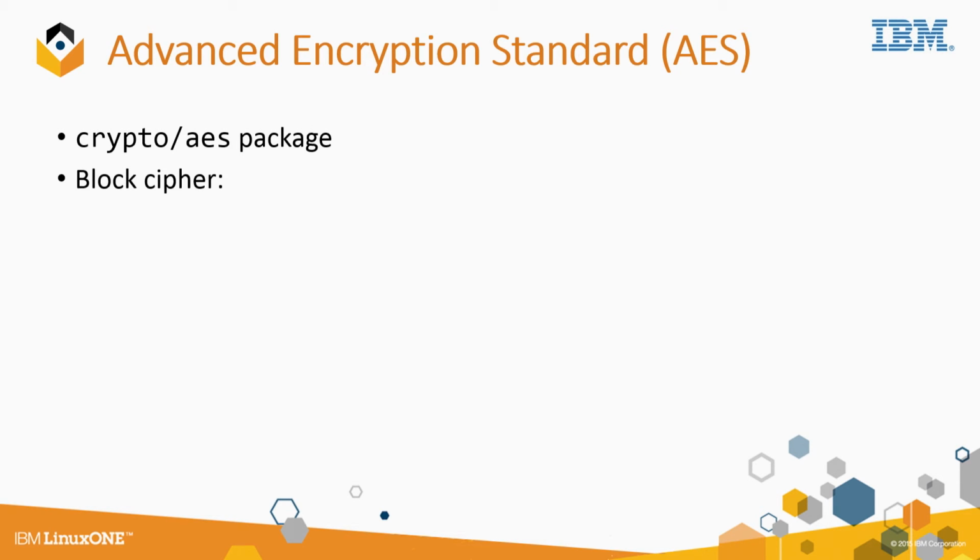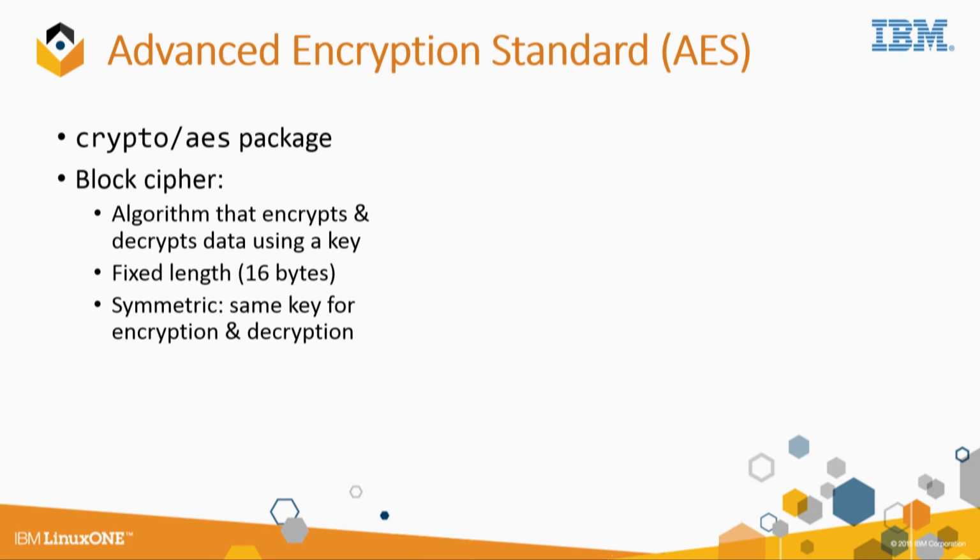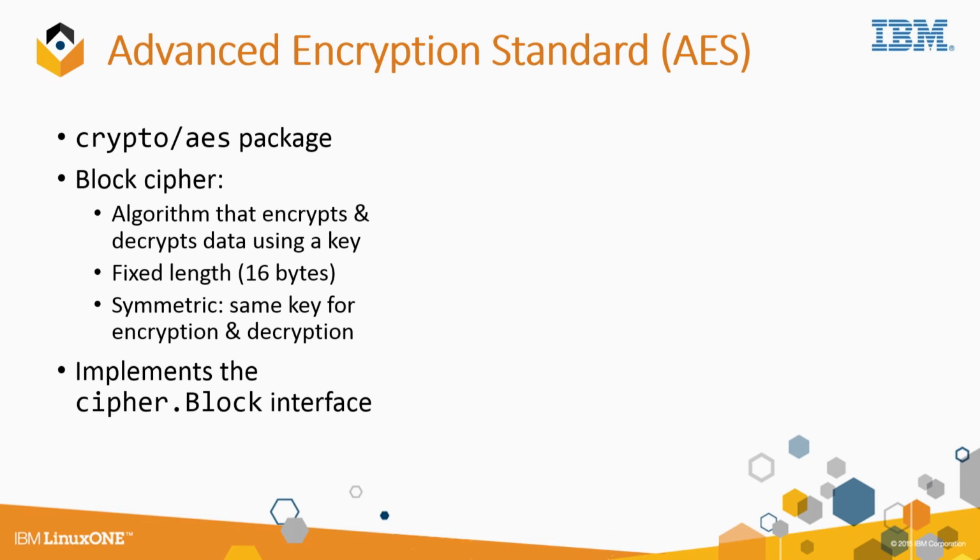So what is a block cipher? It's an algorithm that encrypts and decrypts data using a key. It's fixed length, in this case 16 bytes, and it's symmetric. As opposed to using public key cryptography, we actually use the same key for both encryption and decryption. And the implementation in Go implements the Cipher.block interface.